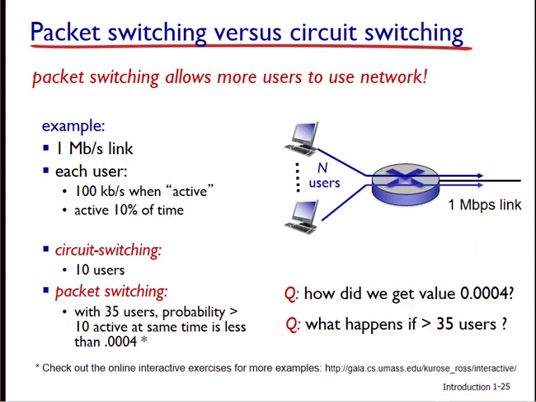Critics of packet switching have argued that packet switching is not suitable for real-time services, such as telephone calls and video conference calls, because of its variable and unpredictable end-to-end delays. Proponents of packet switching argue that it offers better sharing of transmission capacity than circuit switching, and it is simpler, more efficient, and less costly to implement than circuit switching.